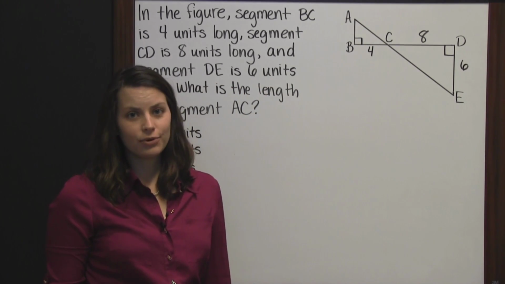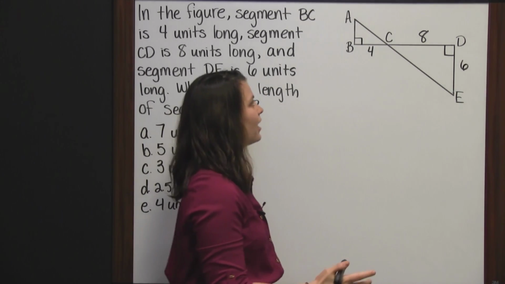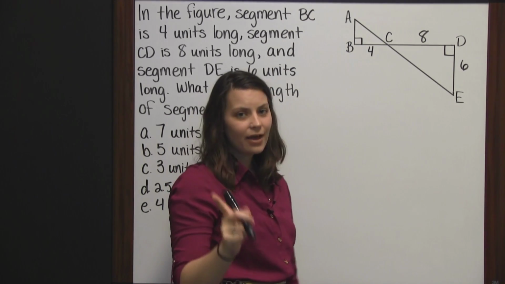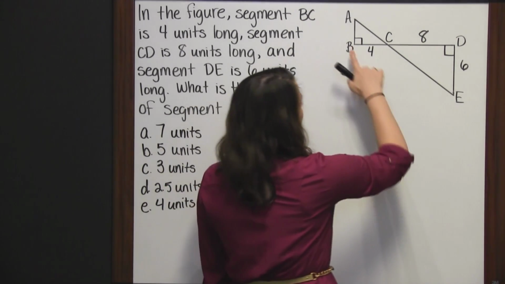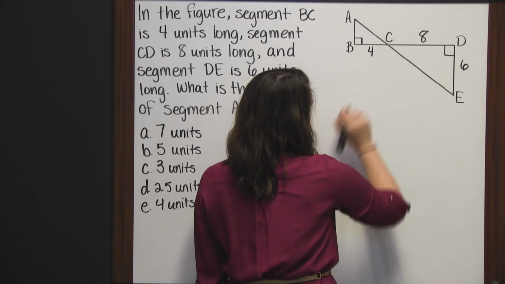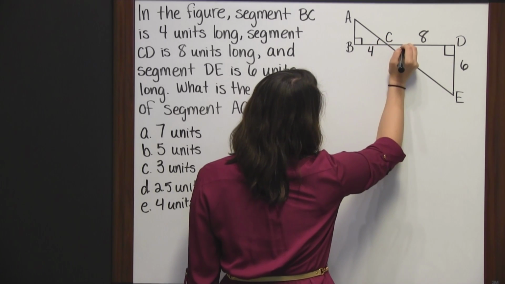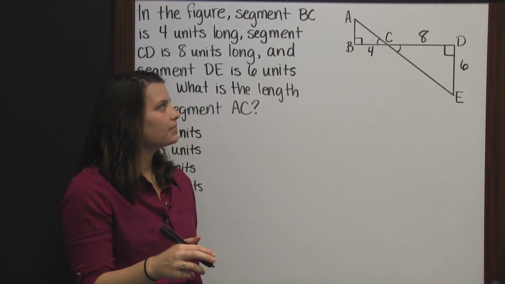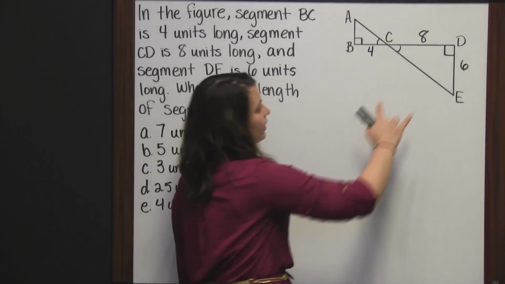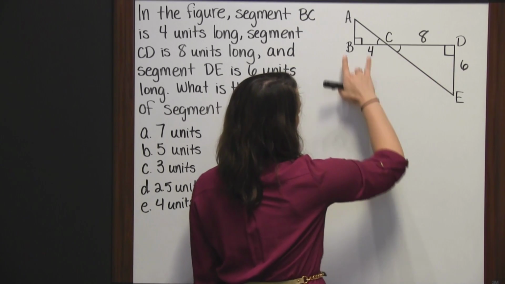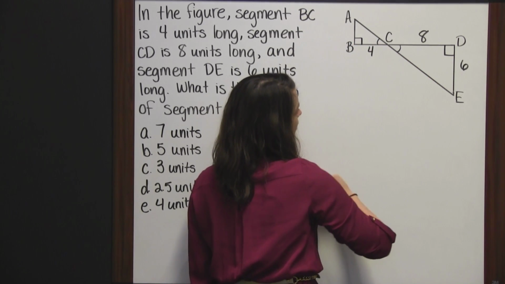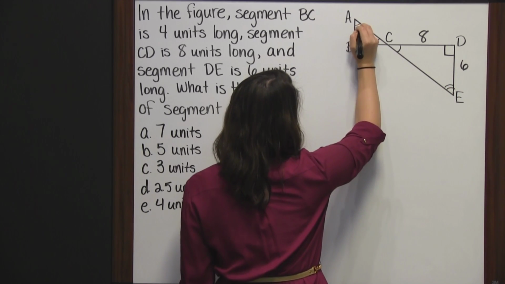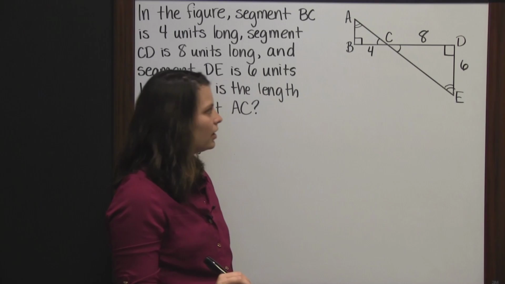These triangles are not congruent, and that's obvious. If you're looking at them, you can see this triangle is smaller than the other one. However, these right angles are congruent. These vertical angles are congruent. And since 2 angles of this triangle are congruent to 2 angles of the other triangle, that means that the third angles, angle E and angle A, are congruent to each other.